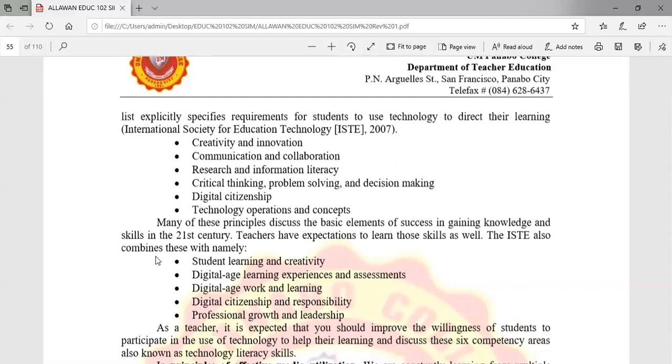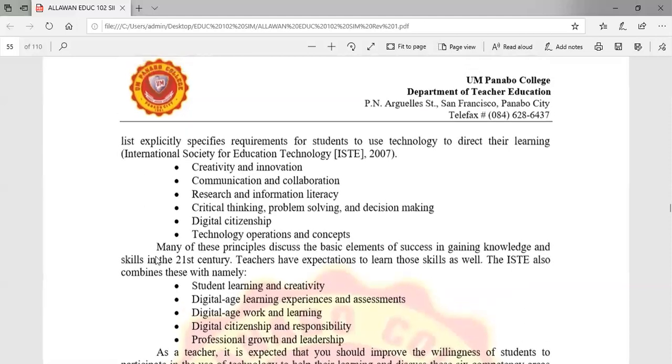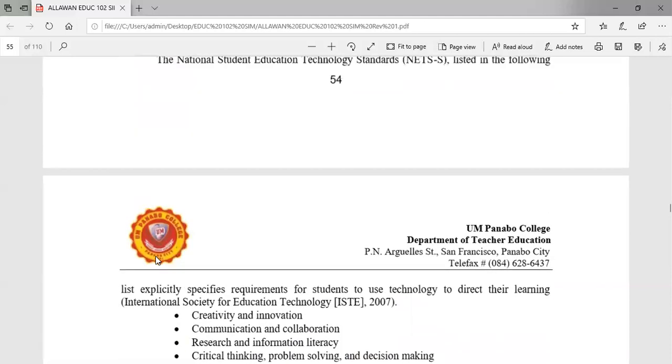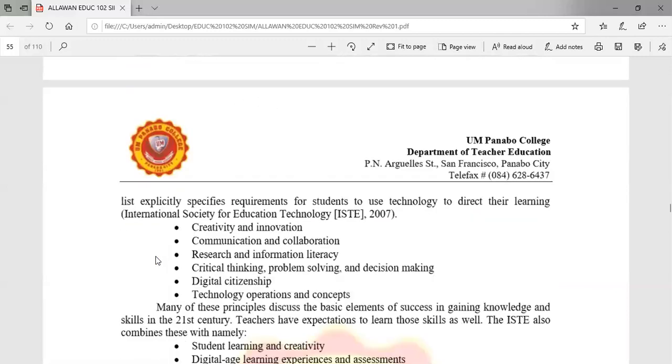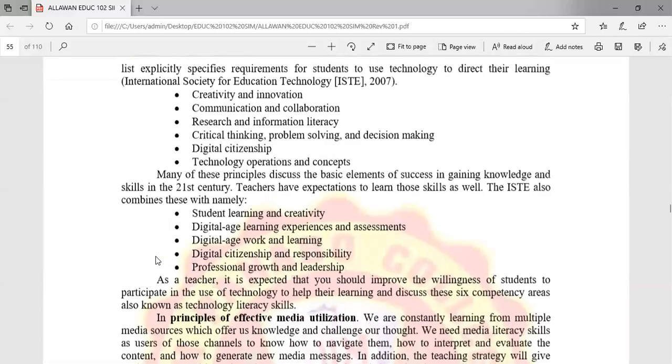And also the technology operations and concepts are very important in education, according to the National Educational Technology Standards, or the NETS. And also we have here the meaning of these principles, which discuss the basic elements of success in gaining the knowledge and skills of the 21st century. So we teachers are expected to learn those skills as well.